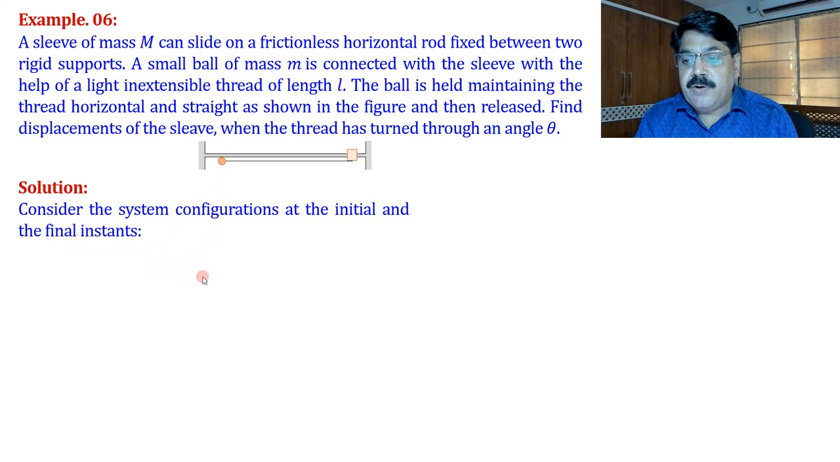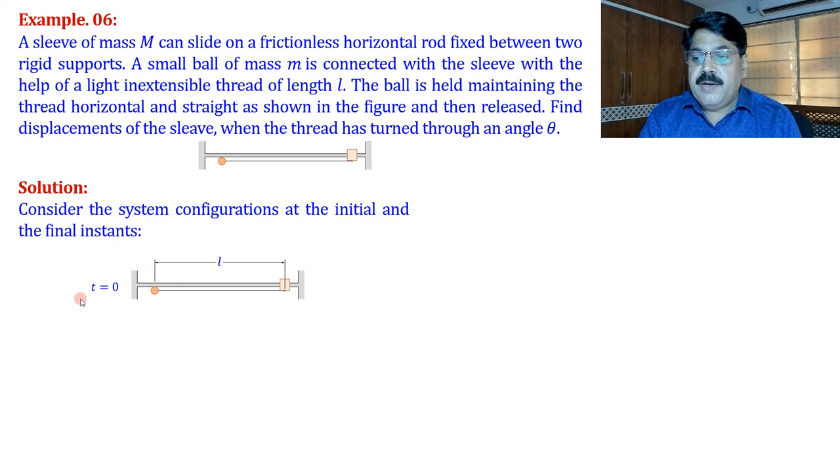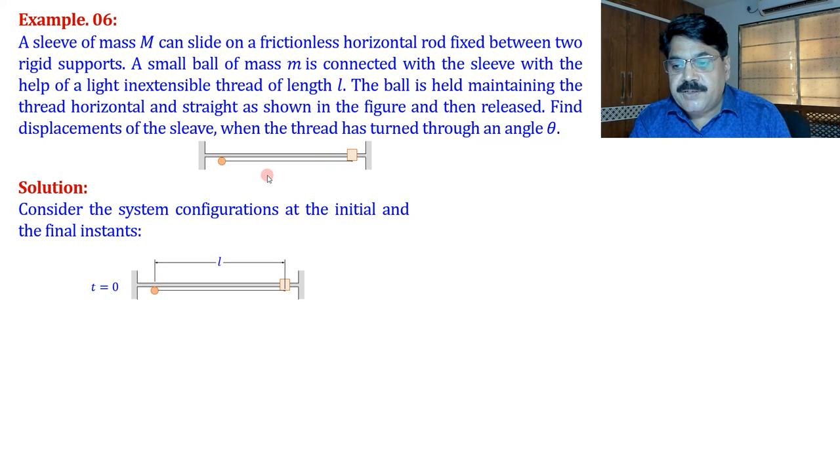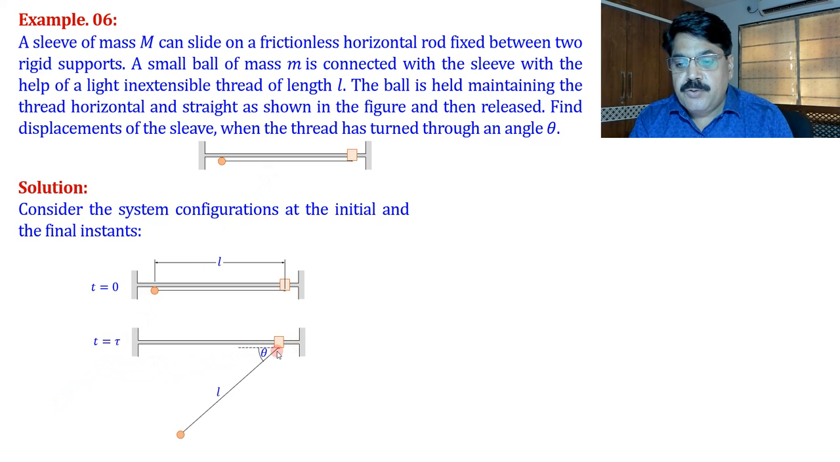So initially we draw the system like that. It is at t equal to 0, and the system is given as it is. Now at the final instant, t equal to tau, we show the system: the thread has turned through an angle theta. Now we can show the horizontal displacement of the ball and the displacement of the sleeve. Before that, we can show the separation between them became L cos theta. It is not very difficult to calculate, because the length is L. So this will be L cos theta.